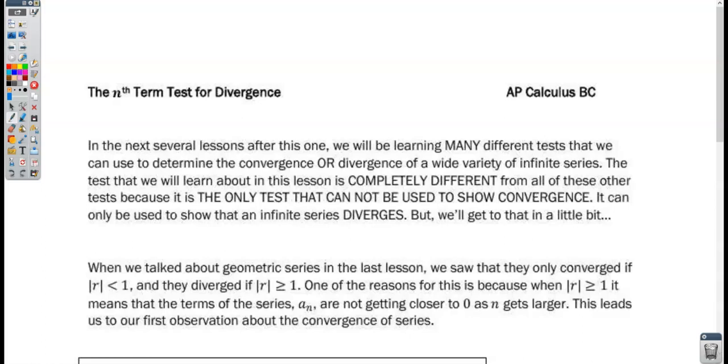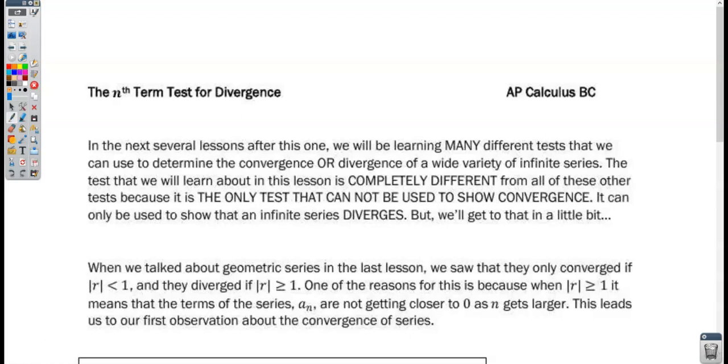Alright, welcome back everybody. In this video we are going to talk about the nth-Term test for divergence. This is section 10.3 of AP Calculus BC. So in Unit 10, for about the first half of the unit, our entire focus is going to be on looking at tests that we can use to determine if various infinite series converge or diverge.